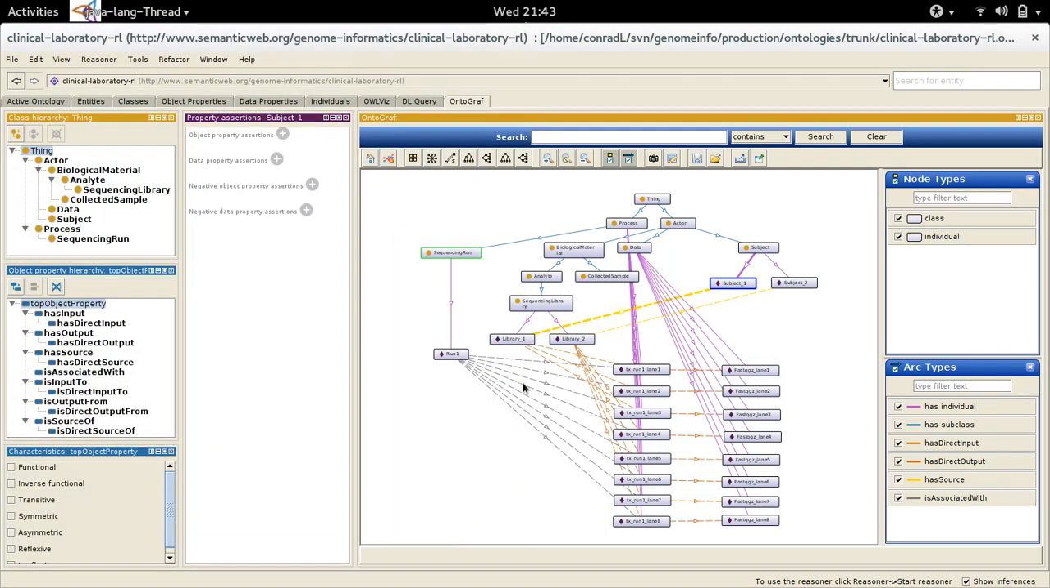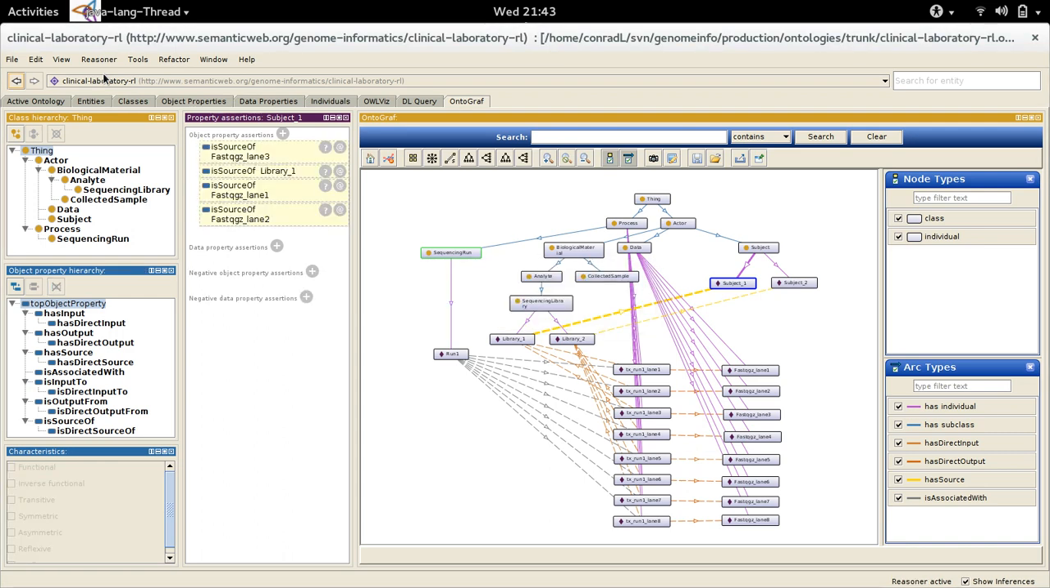So now we're going to look at what happens when we turn on reasoning in our ontology. We're just going to use the default HermiT reasoner, and let's have a look at the inferred relations that that gives us on our ontology.